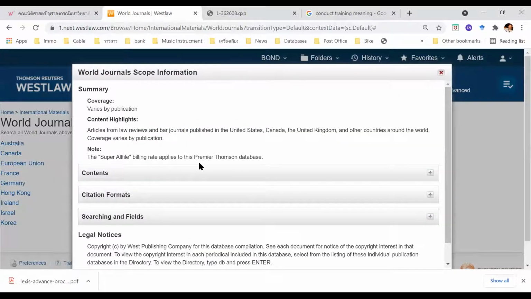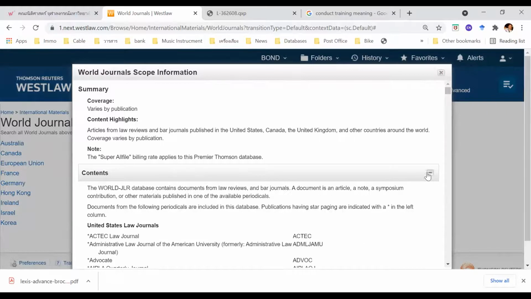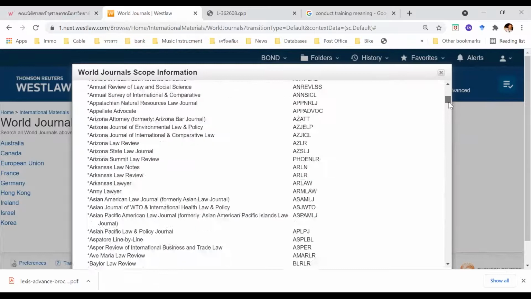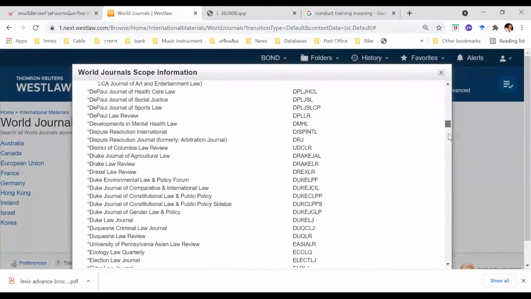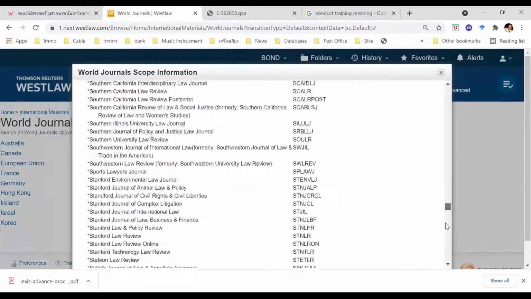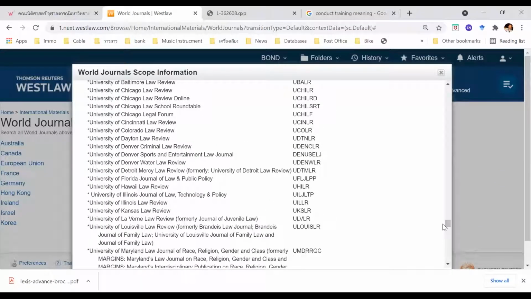To look for the content, just click on Content. They group the journals by country. The first one starts with the United States law journals, sorted alphabetically. Start with A, then just scroll down. And you can look for another country.